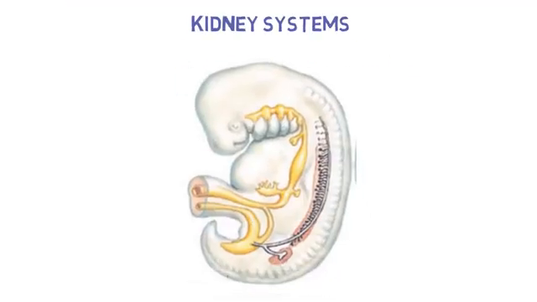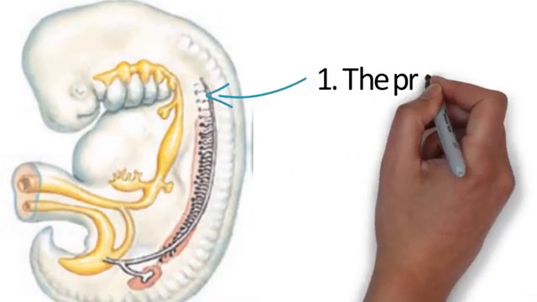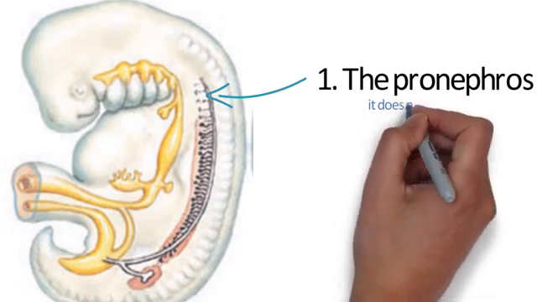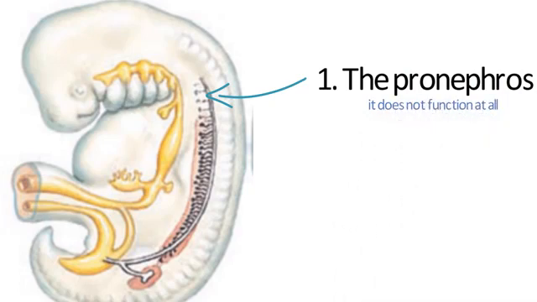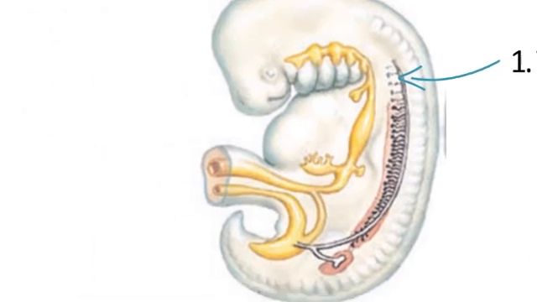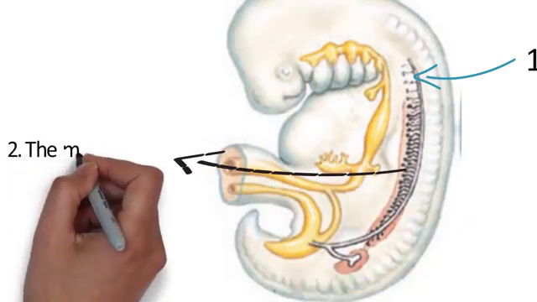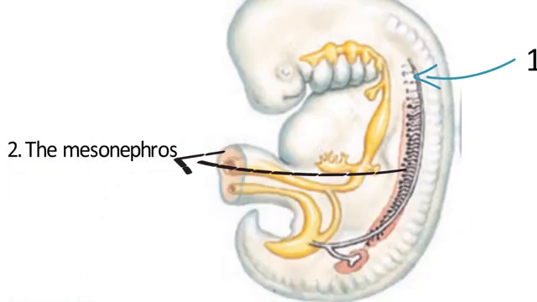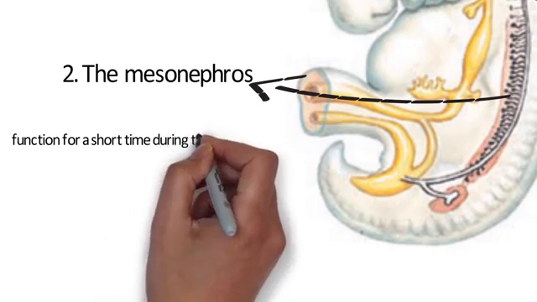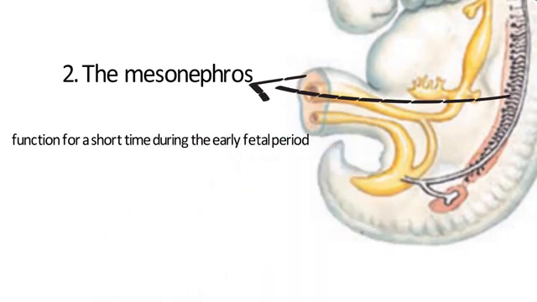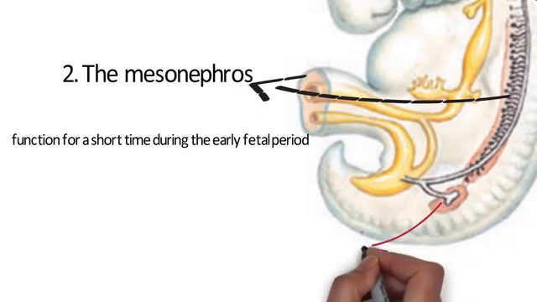Now, first of all, let's describe the development of the kidneys. In the development of the kidneys, there are three kidney systems. The number one kidney system is the pronephros. Pronephros do not function at all. They are rudimentary. The mesonephros really function, but only for a very short time during early fetal development. The third and last system of kidney development is the metanephros.